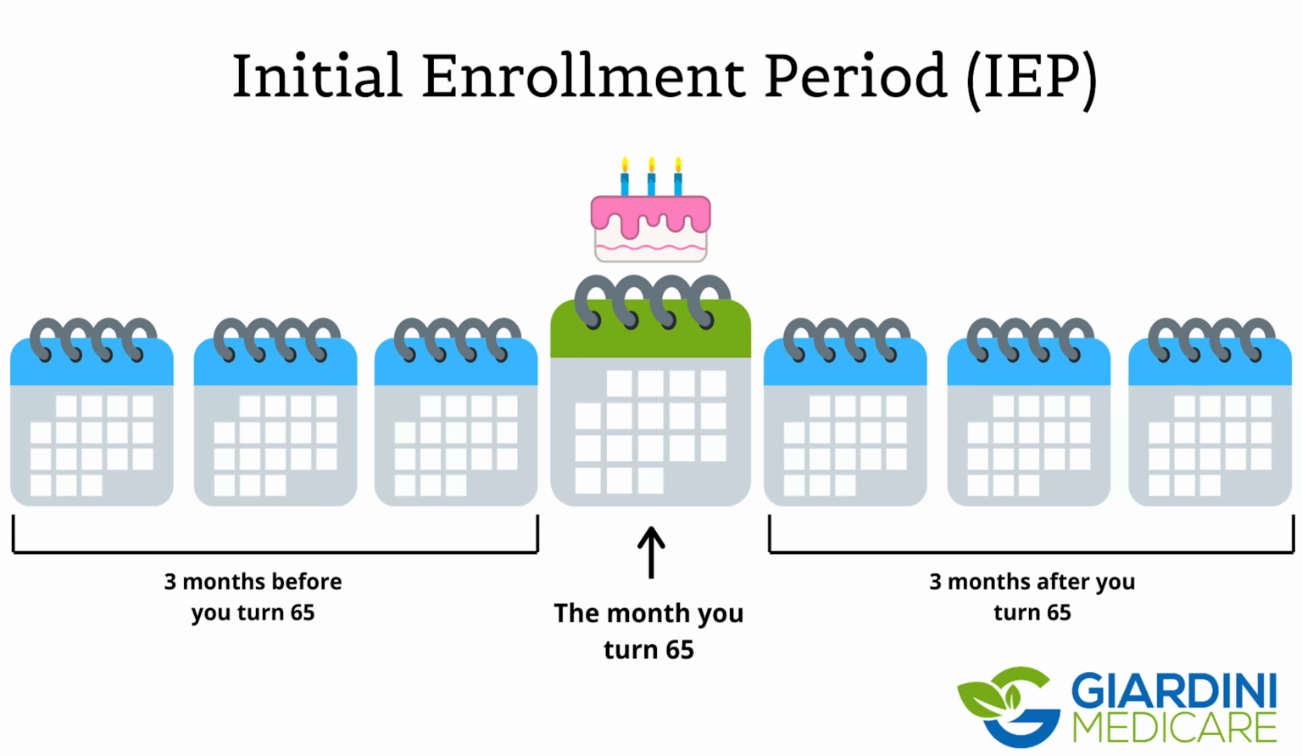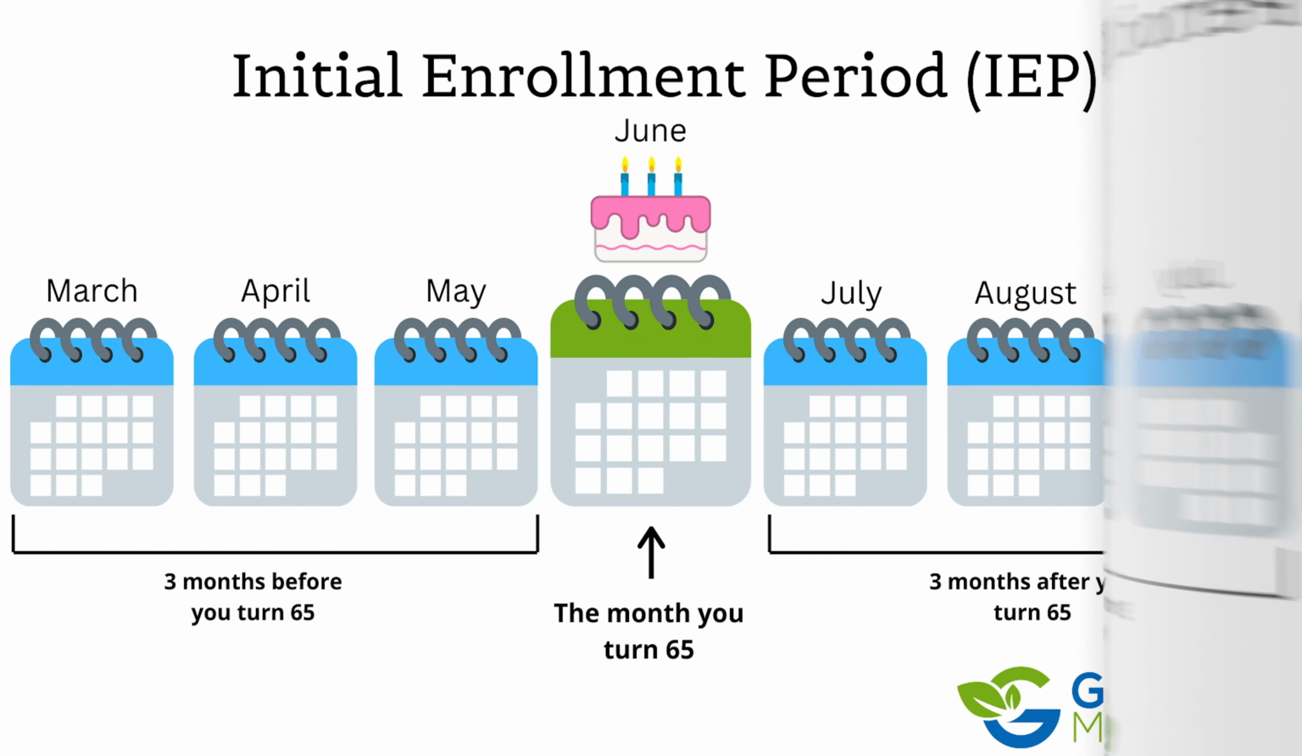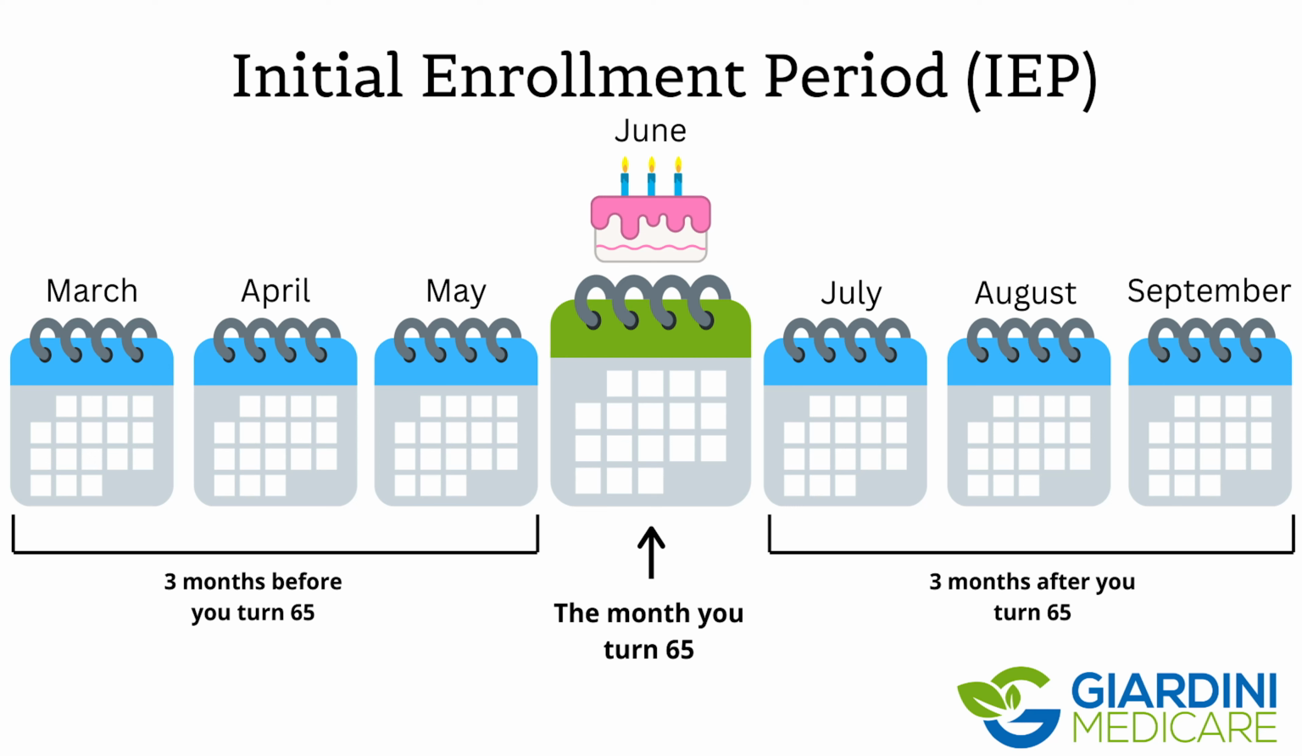This enrollment period is a crucial first step for many people entering the Medicare landscape for the first time. It aligns with your 65th birthday, consisting of the 3 months before the month you turn 65, includes the month you turn 65, and continues for 3 months after the month you turn 65. So for example, if your birthday is in June, your IEP would start in March and end in September.